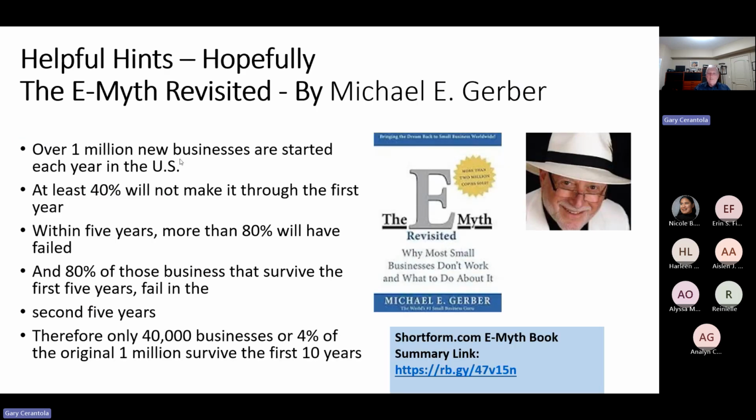Another thing is this book here. If you're a small business person and you really want to learn how small businesses work and how to survive, this is probably one of the best books that I've ever read. It's by Michael E.